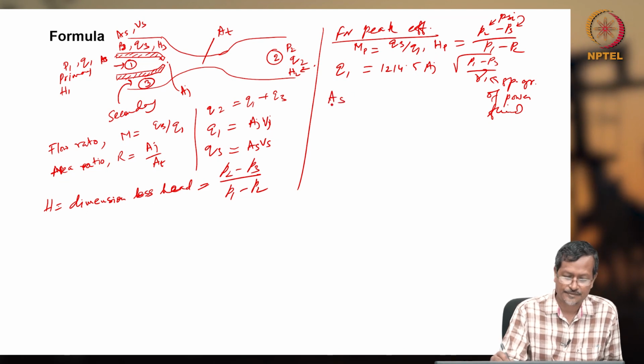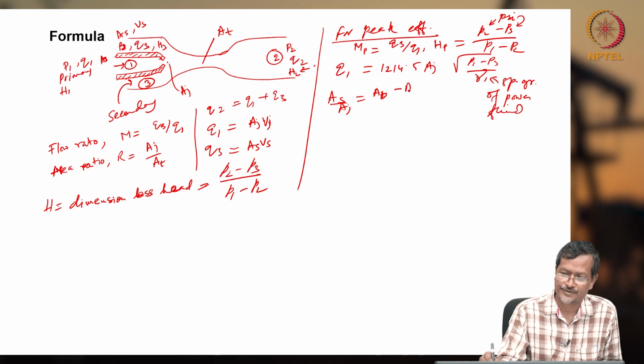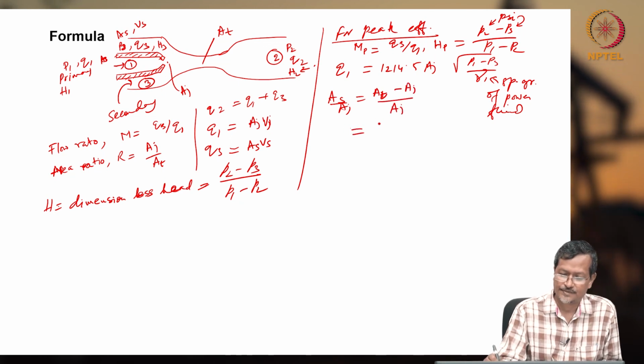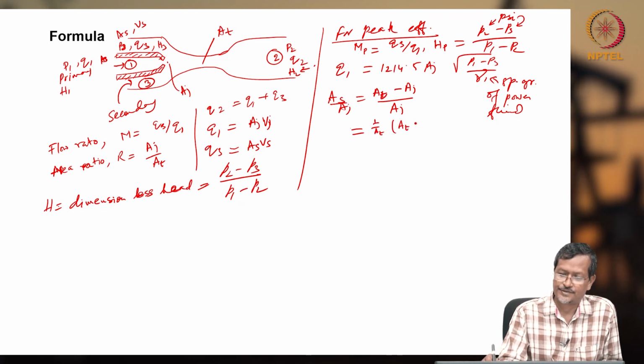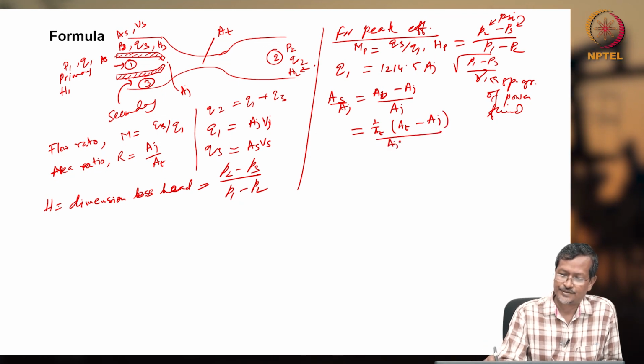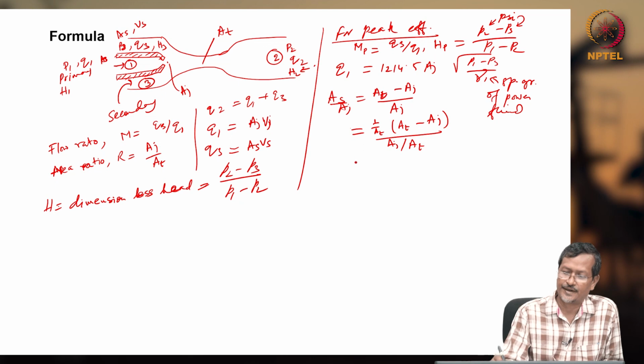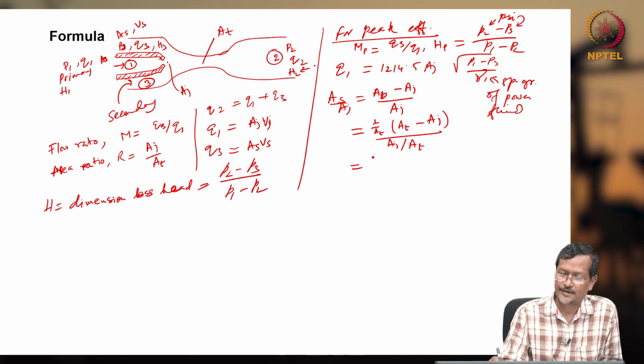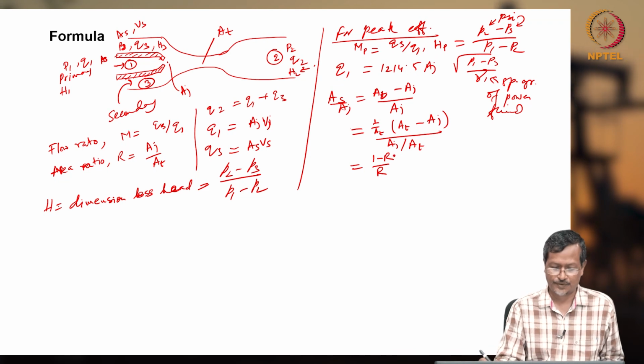So AS by AJ equals throat area AT minus AJ divided by AJ. So this gives 1 by AT, AT minus AJ divided by AJ by AT, just dividing by AT. So this finally comes to 1 minus R by R. So this is the area ratio.